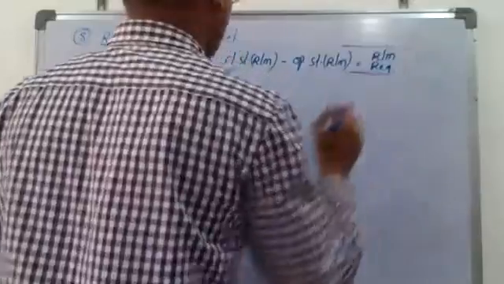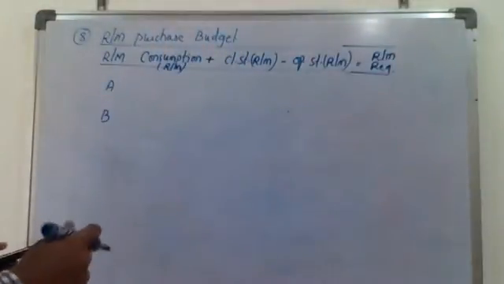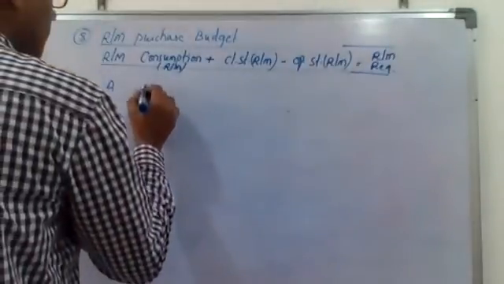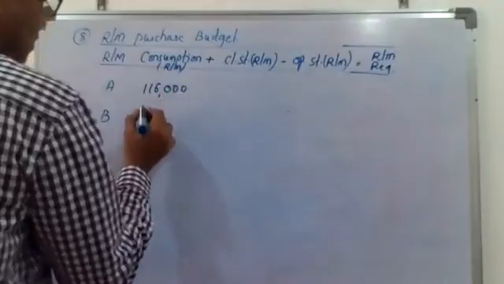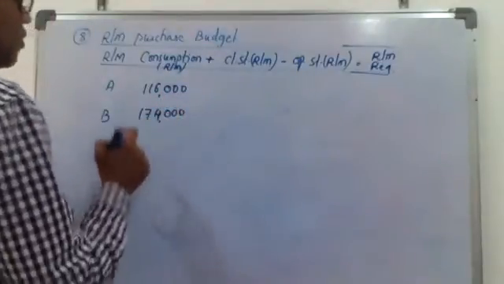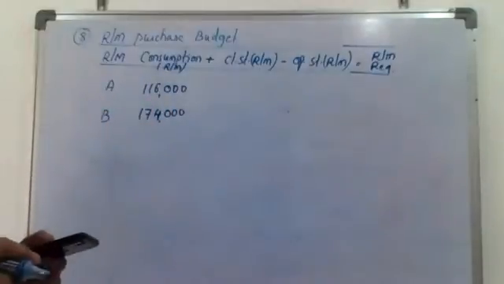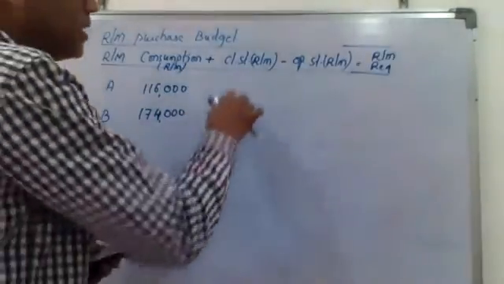Raw material required. Let's see. Let's go back to the previous thing. I think it is 1,16,000 is one thing. 1,74,000 is the other thing, right? So 1,16,000 and 1,74,000 units of consumption. Now I want the stocks of raw material at the end.